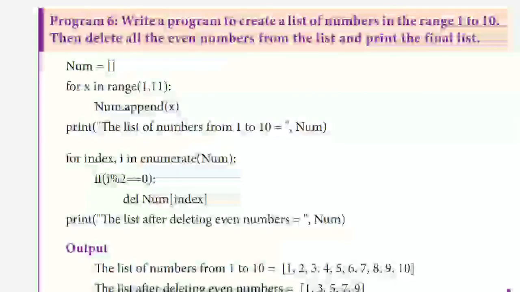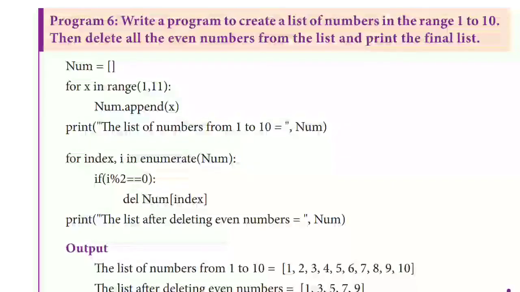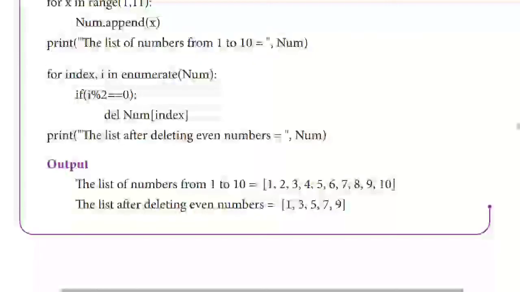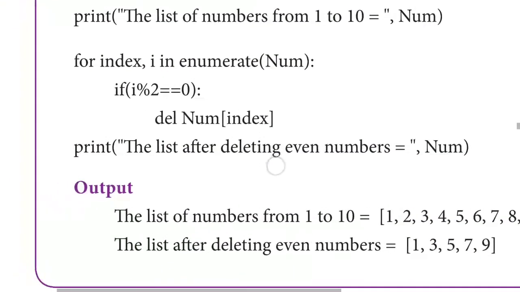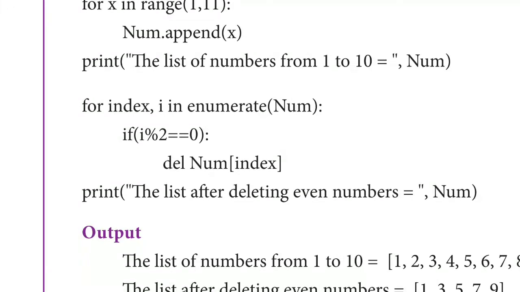Next is writing a program to create a list of numbers in range 1 to 10, then delete all the even numbers from the list and print the final numbers. First you have to generate a list with the numbers 1 to 10, and you have to delete all the even numbers. So you will get only the odd numbers. That is the list here. The expression that is used to delete is the del command. You can also do it by using the remove function.